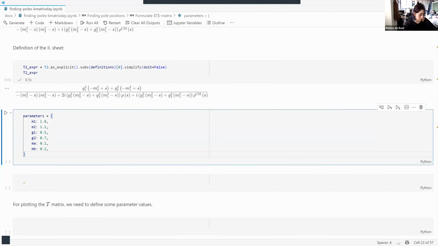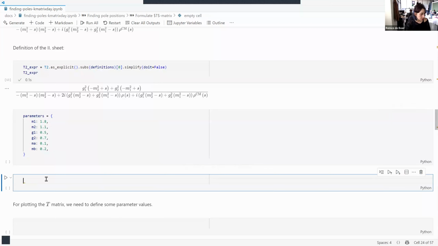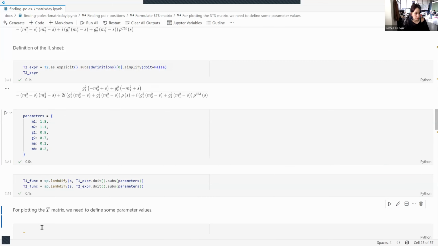And now I'm creating a numerical function from my symbolic expression. So I'm creating a T1 function and a T2 function, so first Riemann sheet and second Riemann sheet, like this. So what's happening here is that from this expression, a numerical function gets created with the given parameters which I defined here. Okay, I have my numerical function now. Now I can plot my numerical function. This I also prepared.